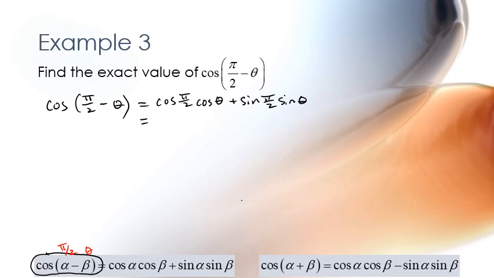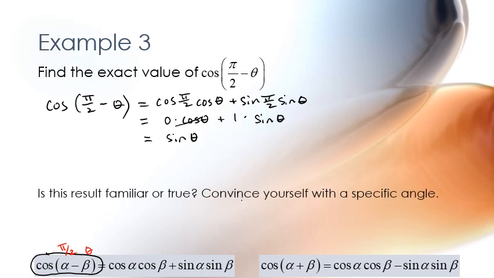So what is the cosine of pi over 2? The cosine of pi over 2 is 0. And cosine of theta, I don't know anything about that. The sine of pi over 2 is 1, and the sine of theta I don't know anything about. The 0, the first term, wipes out, and so I'm left with the sine of theta. So I end up saying that the cosine of pi over 2 minus theta is equal to the sine of theta.